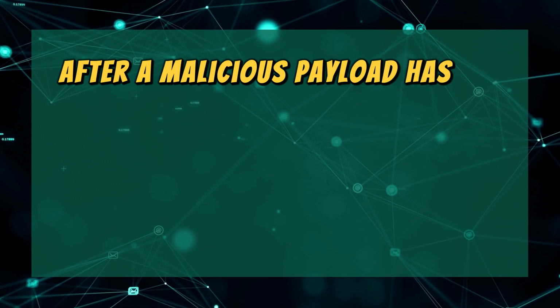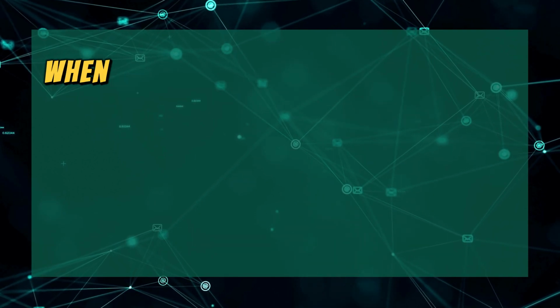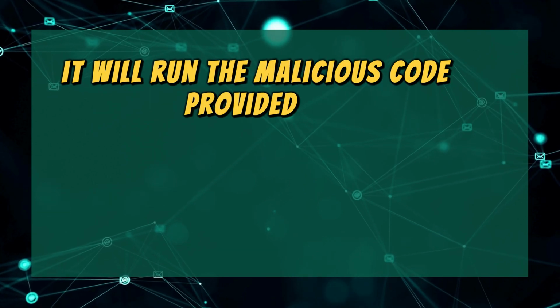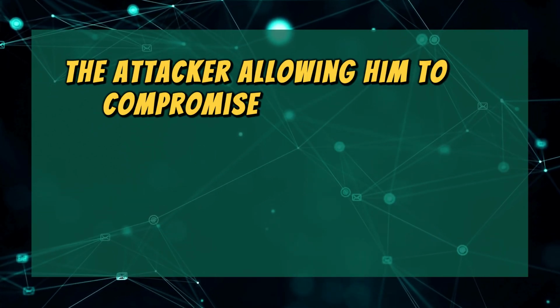After a malicious payload has been injected, it needs to be triggered. When an application attempts to execute data in corrupted memory, it will run the malicious code provided by the attacker, allowing him to compromise the system.